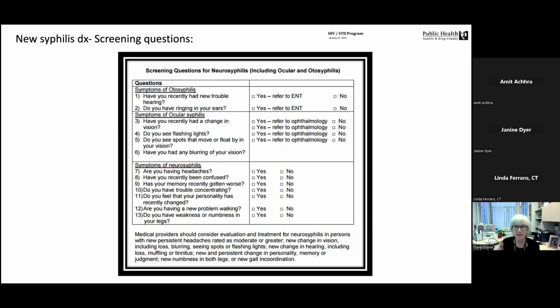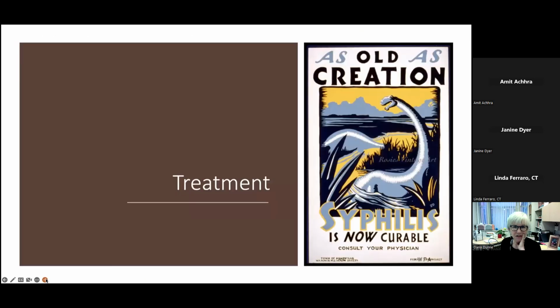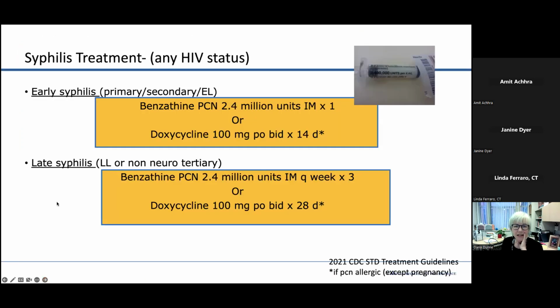In addition to doing that exam, they're asking about symptoms of otic syphilis or ocular syphilis or neurosyphilis, and remembering that if they have ocular or otic, they really need to go quickly to see specialists, because especially for ocular, a rapid diagnosis, confirmatory diagnosis, and starting treatment can really be vision saving. So it's useful to have a checklist like this in your clinical setting. So you're less confused about treatment, because I do think it is straightforward, but you have to make sure you've staged appropriately in order to accurately apply these treatment recommendations, which is early syphilis, which is primary, secondary, or early non-primary, non-secondary.